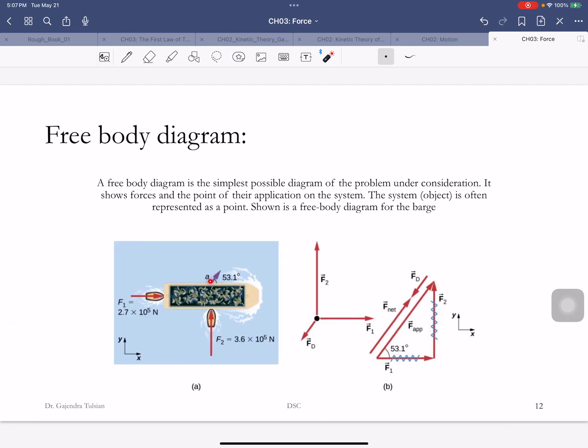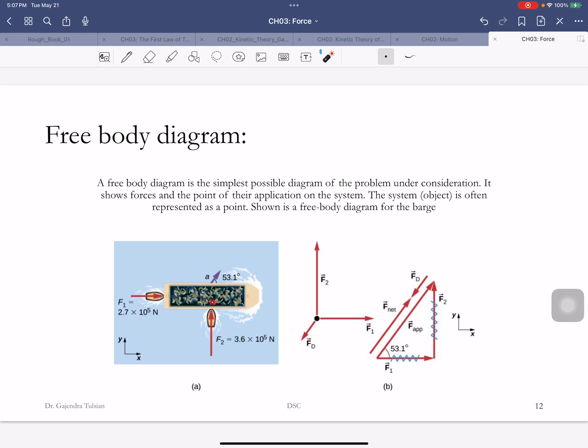All right, on this barge, this tugboat is applying a force, this tugboat is applying a force in that direction, and there's a drag force from the water, the friction force from the water in that direction. So on this barge, there are 3 forces acting: 1, 2, and 3, the friction force.